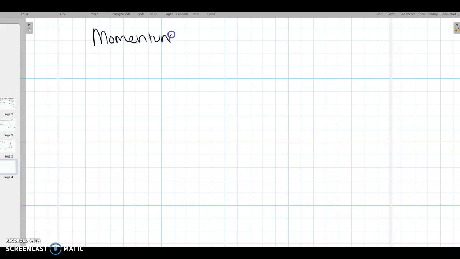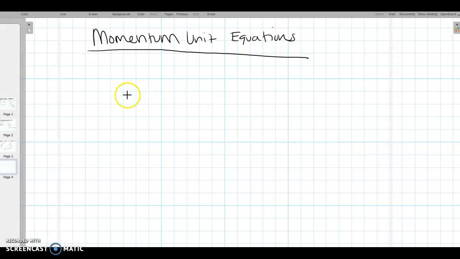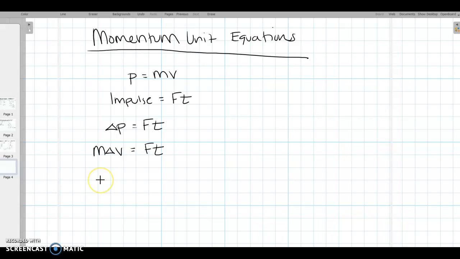So momentum, unit equations. So this is basically just going over momentum and impulse. So momentum is equal to mass times velocity. Impulse is equal to your force times time. Our change in momentum is equal to your force times your time. So our change in momentum is equal to mass times our change in velocity, equal to force times time. Okay, and that's all we really know so far.